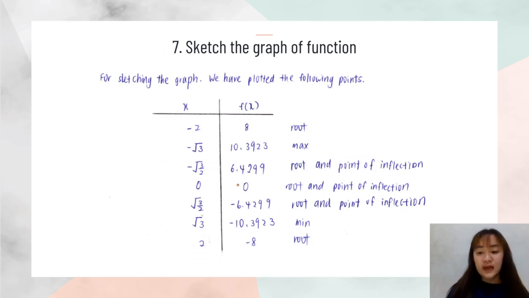For the last part, we sketch the graph of the function. For now, we are going to find the corresponding y values for the important points. These are the important points because they are the x values that we found when carrying out the first derivative and second derivative.